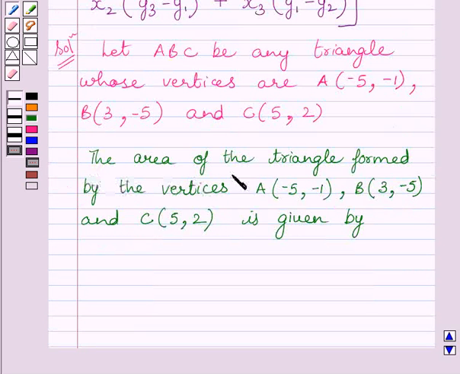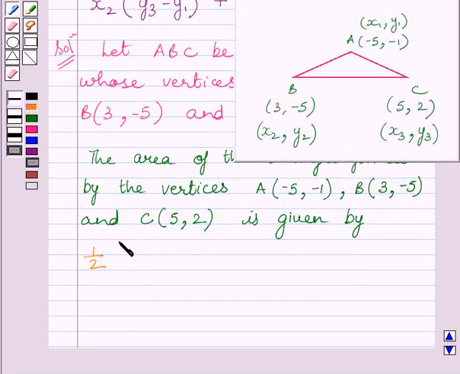Now we can write the area of the triangle formed by the vertices A (-5, -1), B (3, -5) and C (5, 2) is given by half multiplied by x1. x1 we know is equal to -5. So -5 multiplied by (y2 minus y3). y2 we can see is equal to -5, so -5 minus y3. y3 is equal to 2. So we can write -5 multiplied by (-5 minus 2), plus x2.